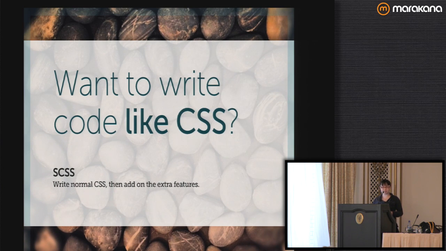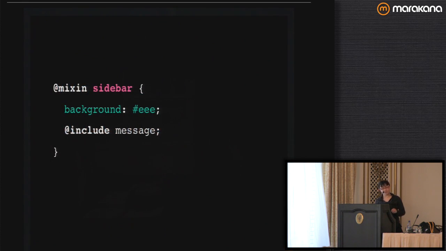This is one I personally prefer in my personal projects. Any CSS file will validate as an SCSS file. It's basically like an extension of CSS. And here's what that kind of looks like. You've got your curly braces, you've got your semicolons, but you get the extra stuff like mixins and things, which I'll go a little more into later.